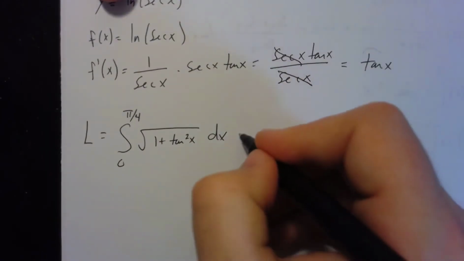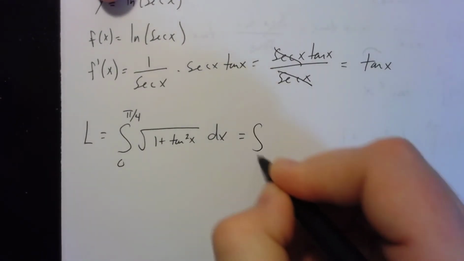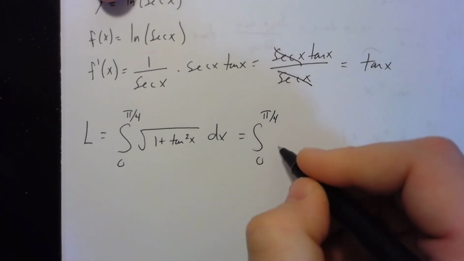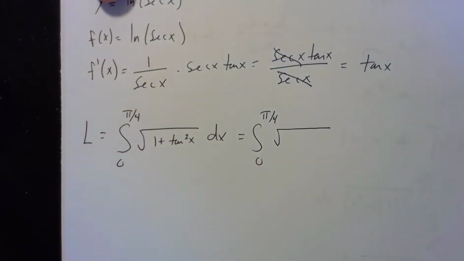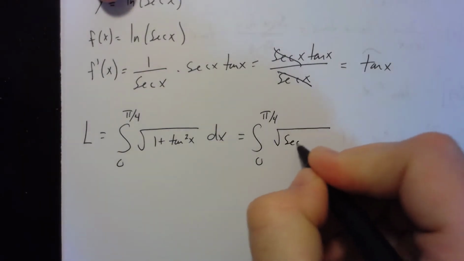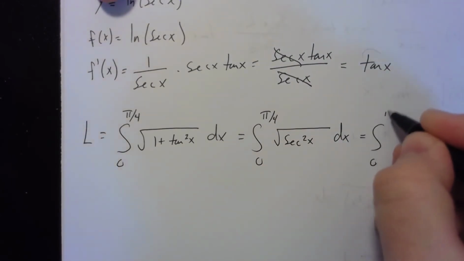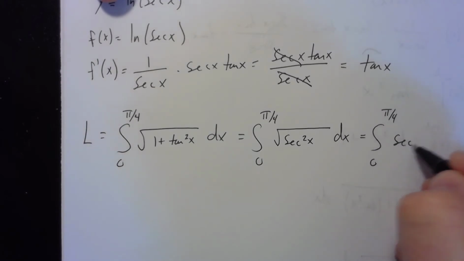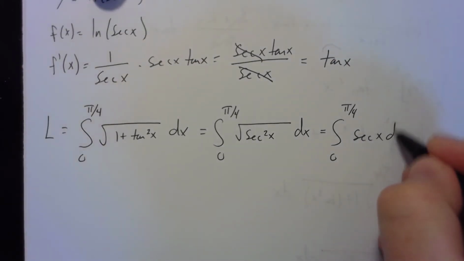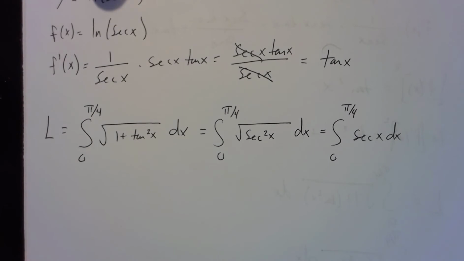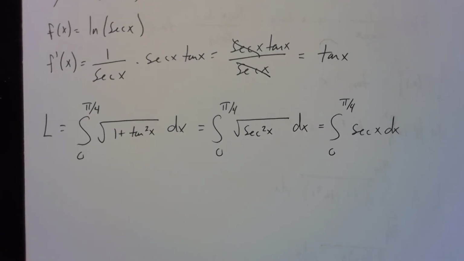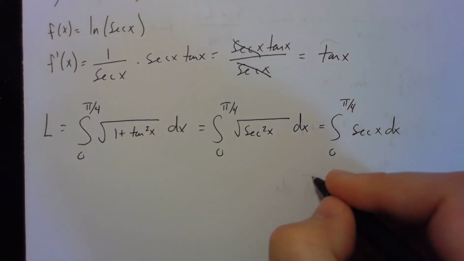Now to manipulate this function, we're going to have the integral from 0 to pi over 4 of the square root of 1 plus tangent squared of x. If you recall, that's nothing more than secant squared. So this becomes the square root of secant squared x dx. And then this is going to be the integral from 0 to pi over 4 of secant of x dx. So your next step is to integrate this particular function. However, with our skills, we can't do this analytically. So you will not see one like this.